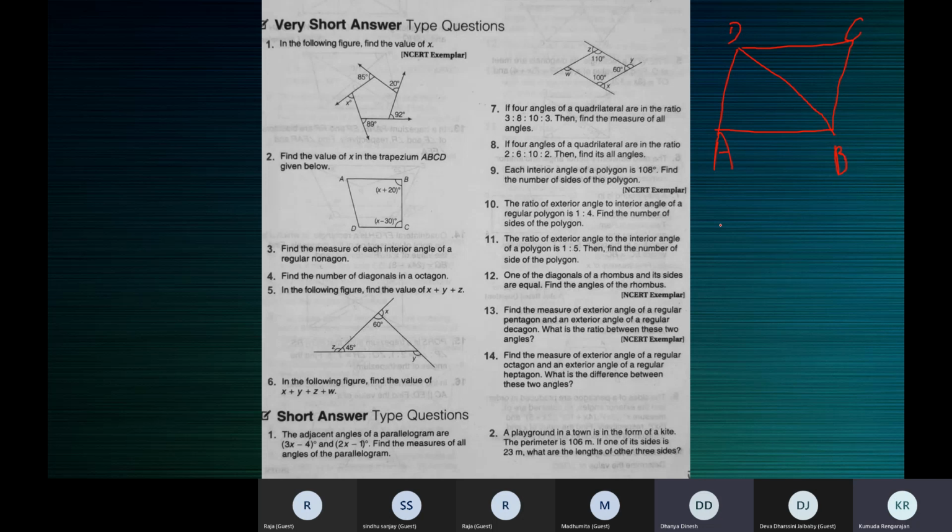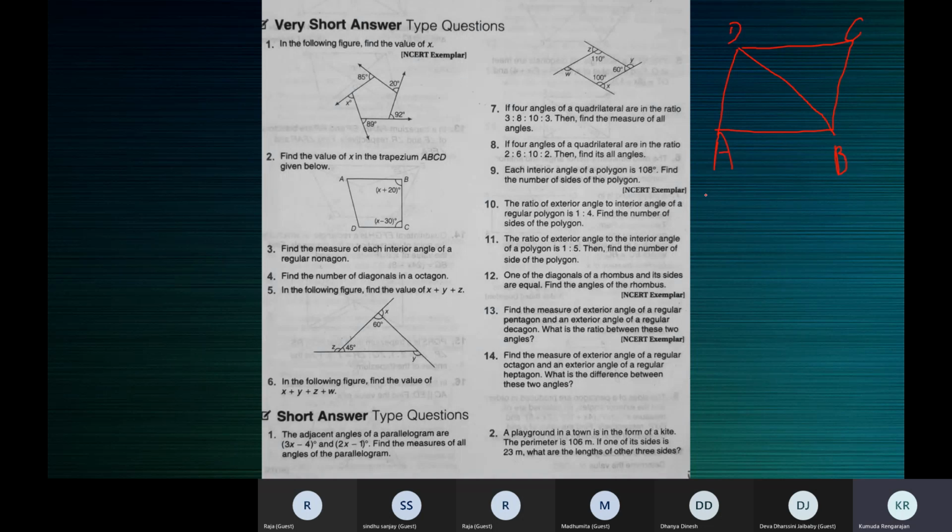Yes, ma'am. Now write: Given AB is equal to BC is equal to CD is equal to AD is equal to BD. Five things you should write equal. Given AB is equal to BC is equal to CD is equal to AD is equal to BD. Correct? Yes, ma'am. Next line.